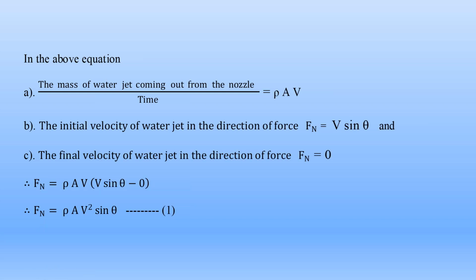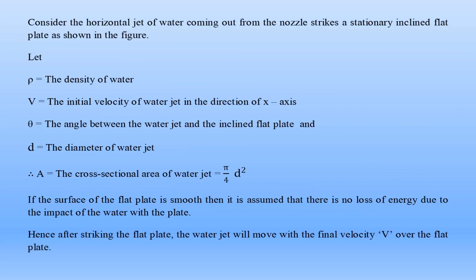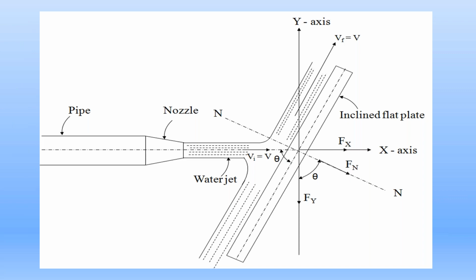But we require the equations of force Fx and force Fy in this impact. So check this diagram. Just now we discussed the derivation of the equation for this normal force Fn. So in this second condition, I explained the equation for this normal force Fn. Fn is equal to rho A V squared sin theta. But we require the equations for force Fx and force Fy. Check this diagram.